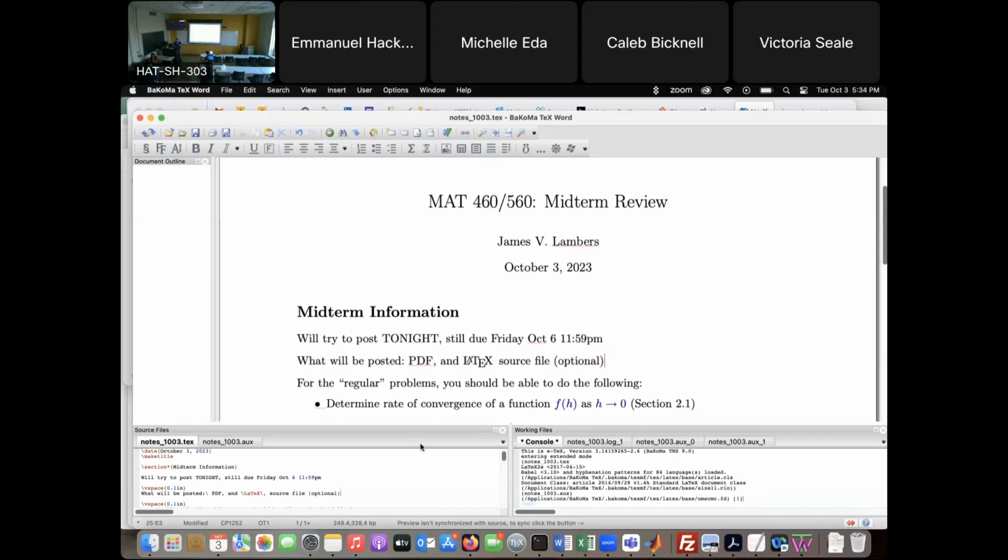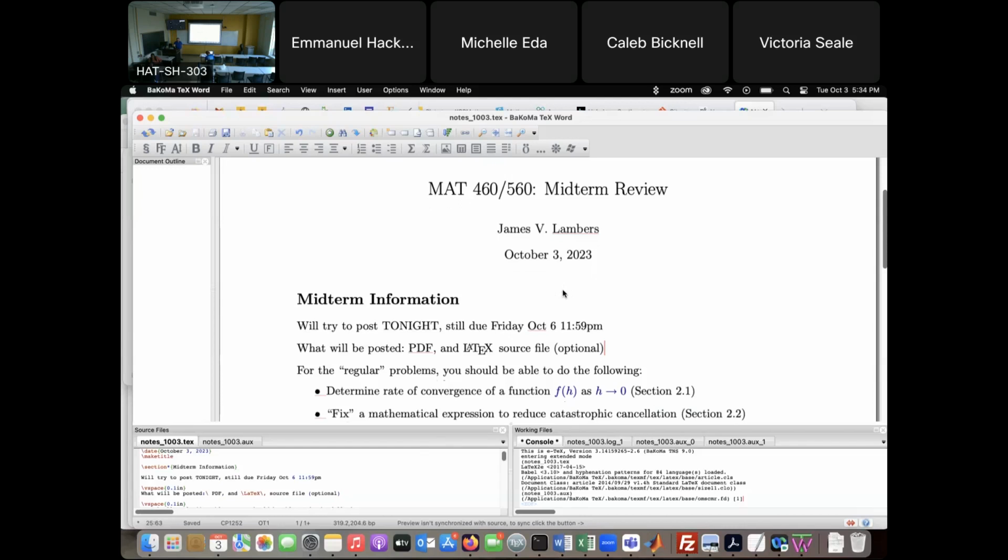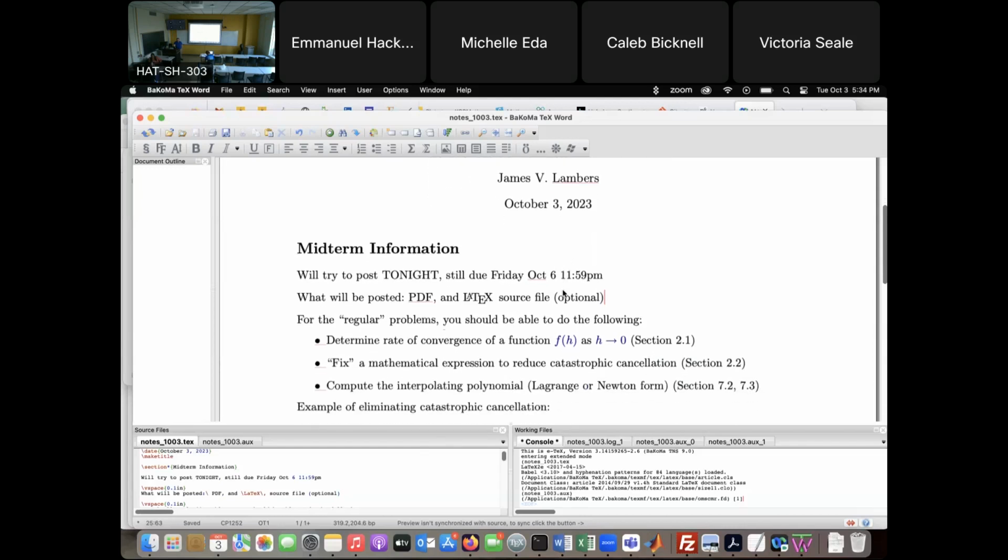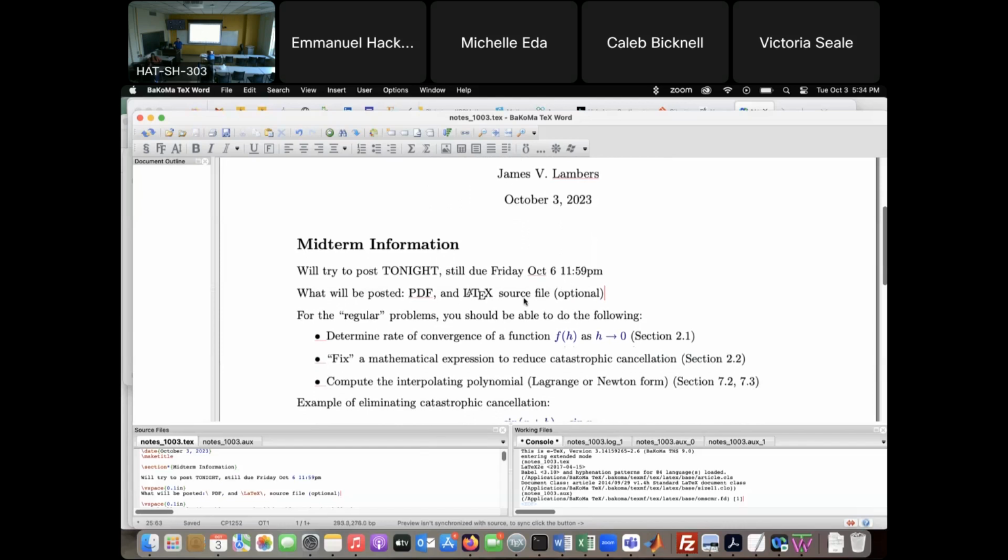Okay. Now, so things that'll come up, and this is consistent with what you've seen for practice. Determining the rate of convergence of a function as h goes to 0. And then as part of that, Taylor's theorem would come into play. Also, if you're given an expression that incurs catastrophic cancellation, algebraically rewriting the expression to get rid of the cancellation.